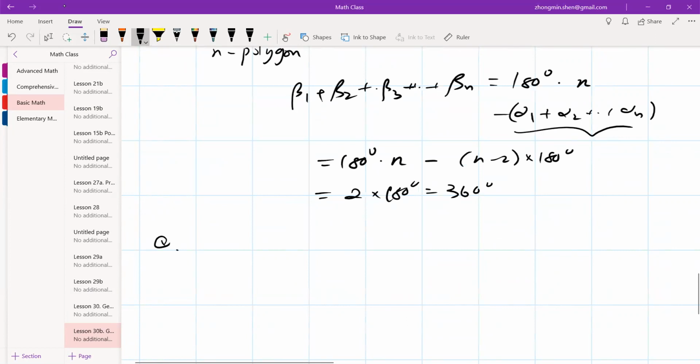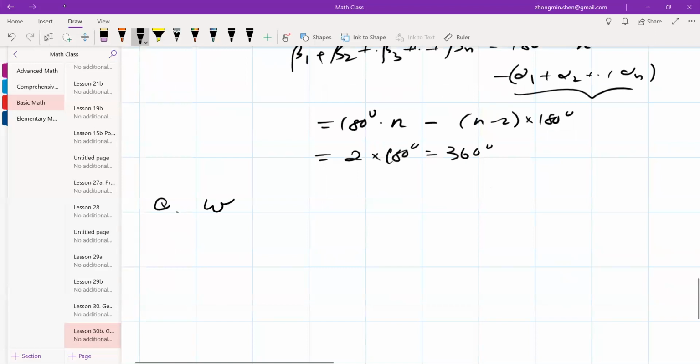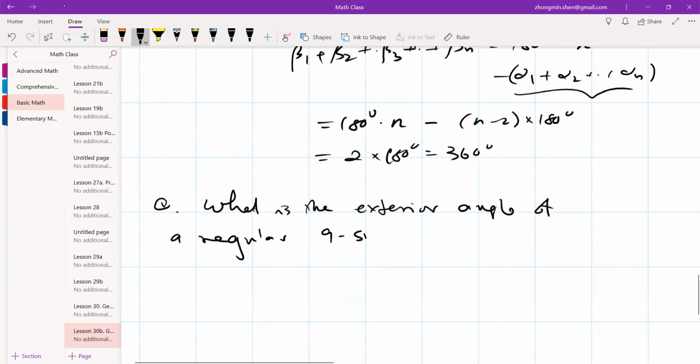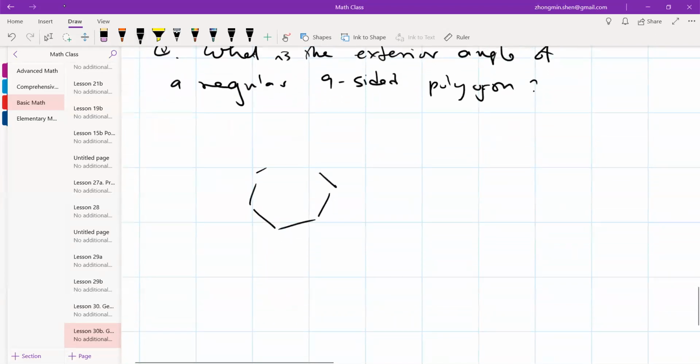Now let's figure out the 9-sided polygon, a regular 9-sided polygon. What is the exterior angle of a regular 9-sided polygon? Okay, so what does that mean? You have 9 sides, right? So the exterior angle is better.